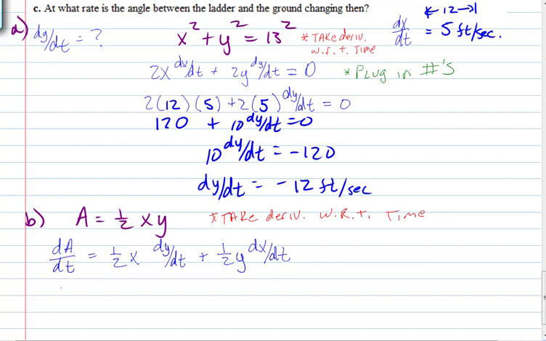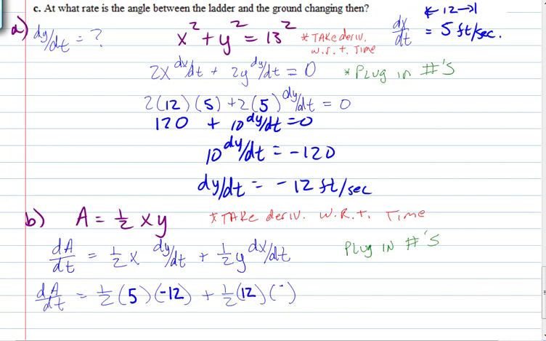So now we plug in the numbers that we know. What numbers do we know? We're looking for dA/dt. We know x, we know dy/dt, we know y, and we know dx/dt. Tell me what all these numbers are. X is 5, dy/dt is -12, y is 12, and dx/dt is 5.